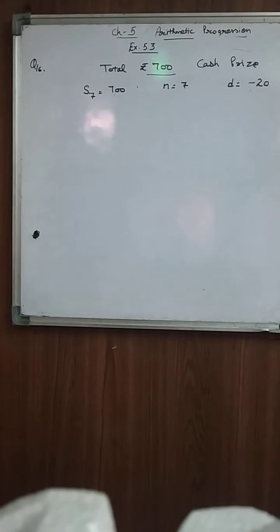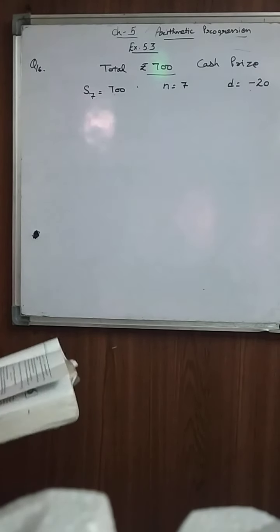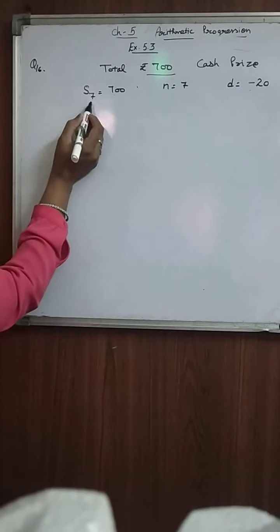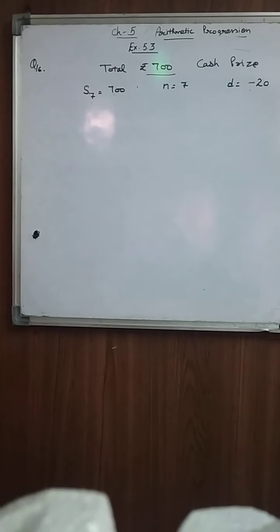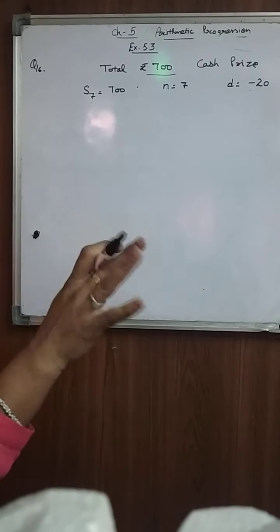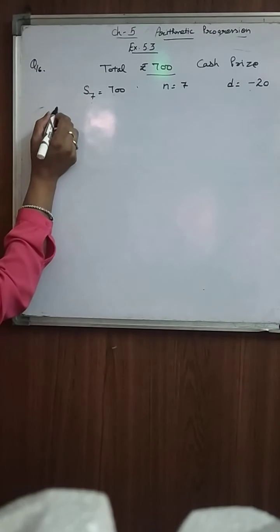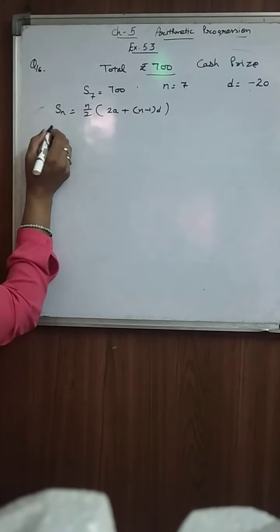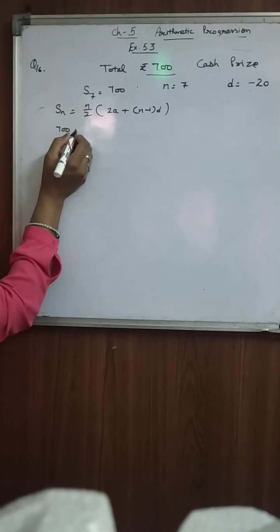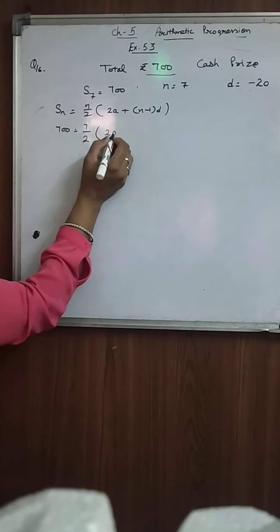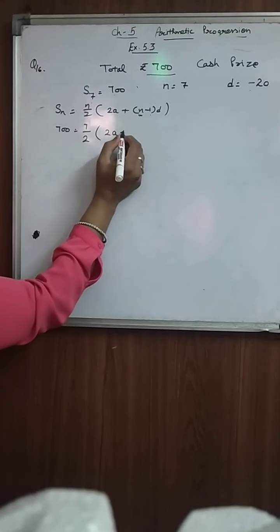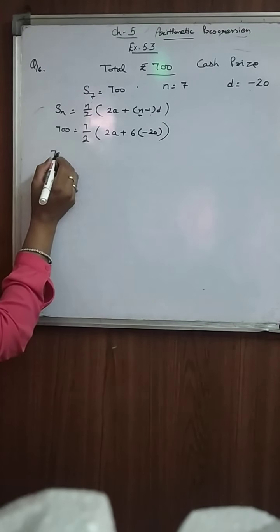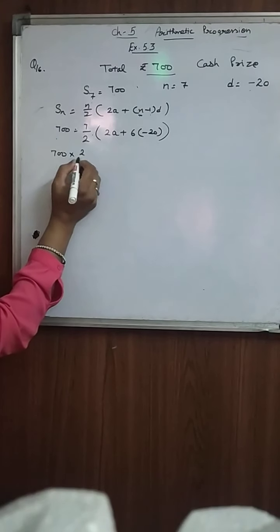So what we need to find now is the AP series. What is your first term, what is your second term and so on. We have this S7, so we can apply the formula here and easily solve it. Sn is n by 2 into 2a plus n minus 1 into d. Apply the formula. S7 is 700, n is 7 upon 2, 2a, if n is 7, 7 minus 1 is 6, into d is minus 20. Just solve it, you will get your answer. 700, bring it on this side, it will be the reciprocal.